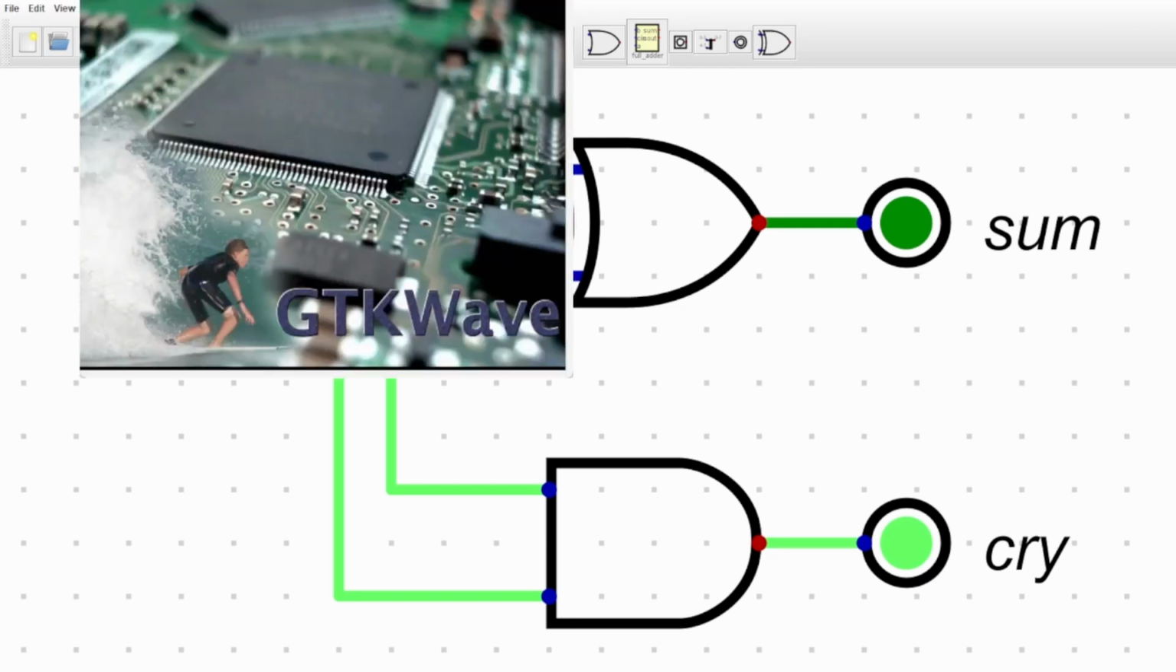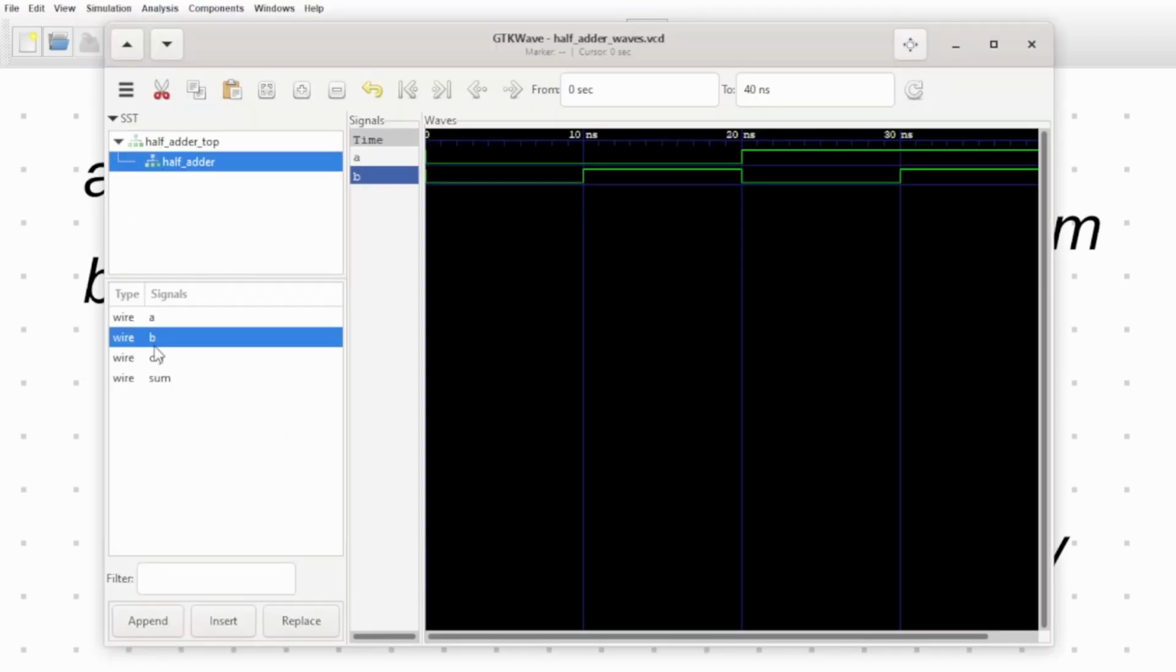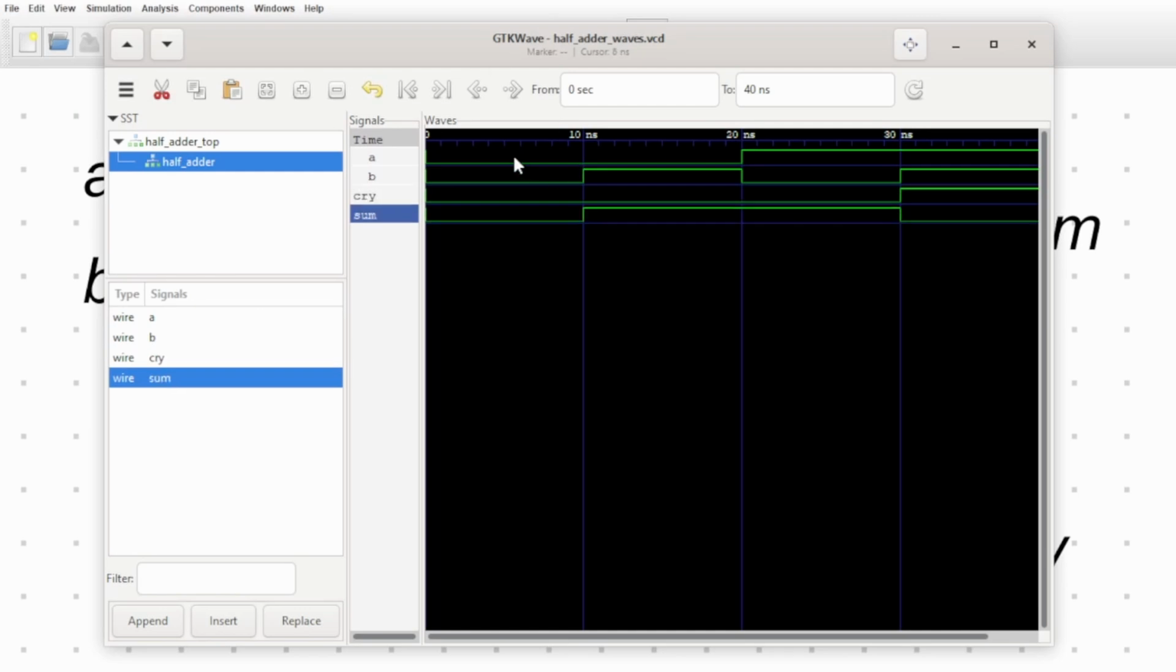I have these values, which at 0, all outputs are 0. When either A or B is 1, the output of sum is 1, as you can see here. And whenever A and B are 1, we get a carry of 1 and a sum of 0, which is demonstrated here.